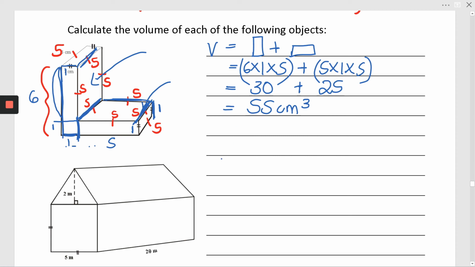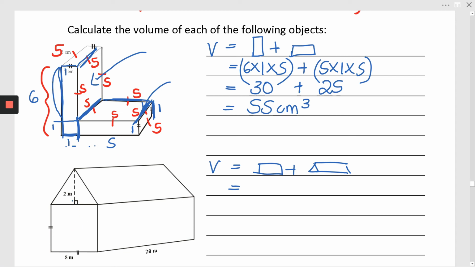The second one is like a little house. And that volume you can see is going to be rectangular prism plus my roof, which is the little Toblerone shape, the triangular prism. Okay, so the first one is a length times breadth times height. And the second one is a half base times height times the length of the prism. Right, we better get some numbers going here.